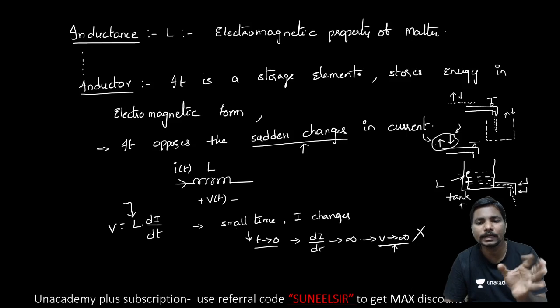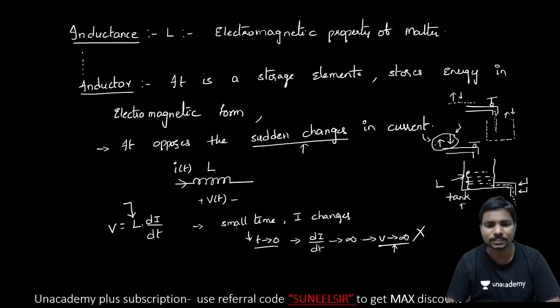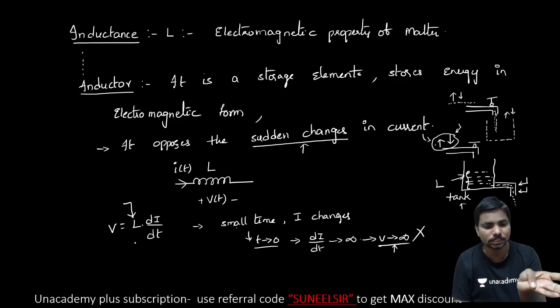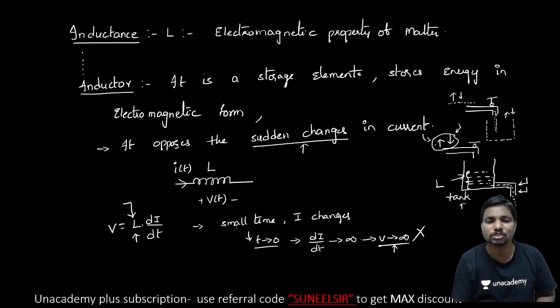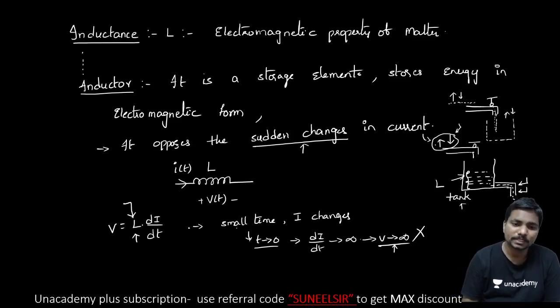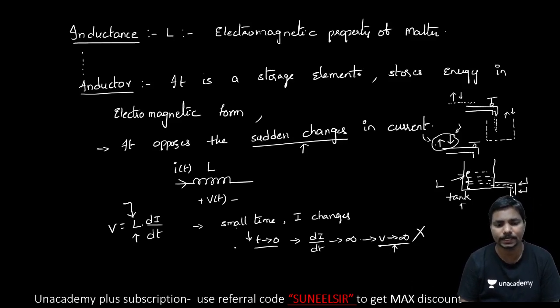If you are not getting the infinite voltage, what elements do we have? Resistor, inductor, capacitor. Inductor is there. So this element is opposing the sudden changes. That's why we are not getting the infinite voltage. As per this equation also, we can understand that it opposes the sudden changes in the current.